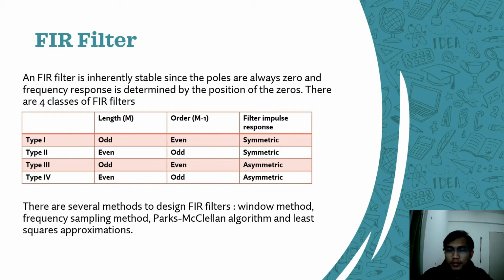Hello, my name is Muhammad Arfan bin Azhar, and the matric number is B081910059. I will explain about the FIR filter. An FIR filter is inherently stable since the poles are always zero, and the frequency response is determined by the position of the zeros. There are several methods to design an FIR filter, which are the window method, frequency sampling method, Parks-McClellan algorithm, and least squares approximation.